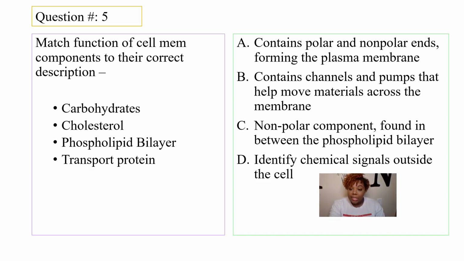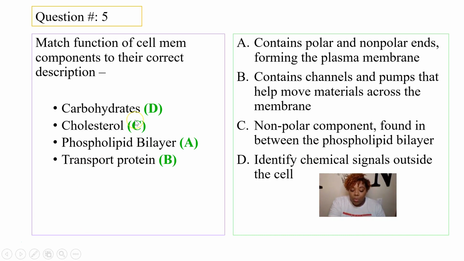All right, the answer is D, C, A, B. I know it's carbohydrates because it says that it's identifying chemical signals outside the cell. Think about the carbohydrates like an antenna. It's always sending out signals and trying to receive signals so that it can help the cell, or help the TV, right, get the connection it needs. Carbohydrates help the cell get what it needs.